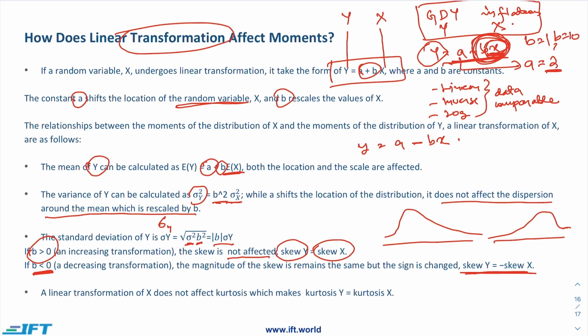And in the end, a linear transformation of x does not affect kurtosis, and kurtosis of y would still remain equal to kurtosis of x. So this is what we had from this chapter. Thank you.